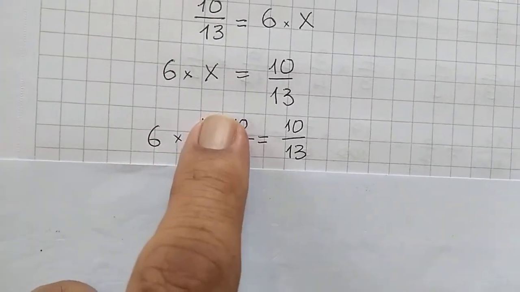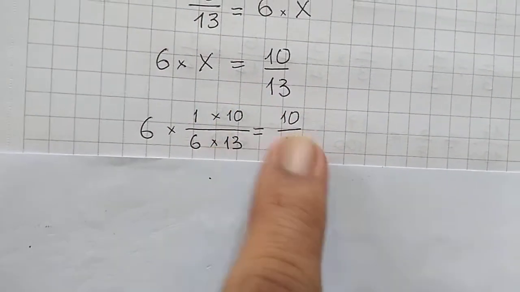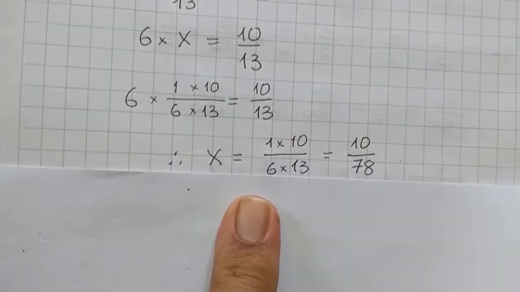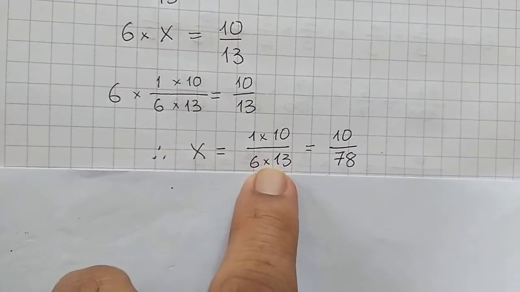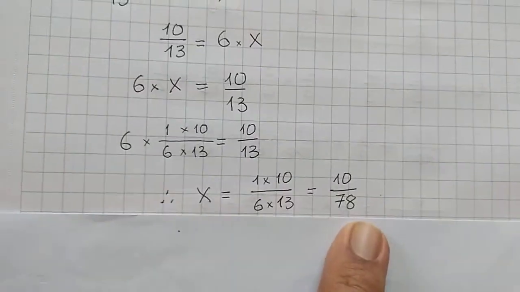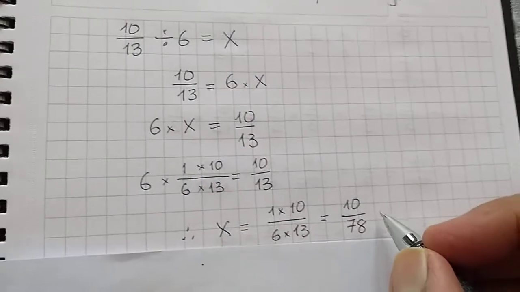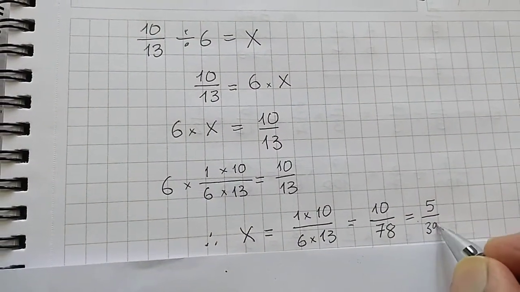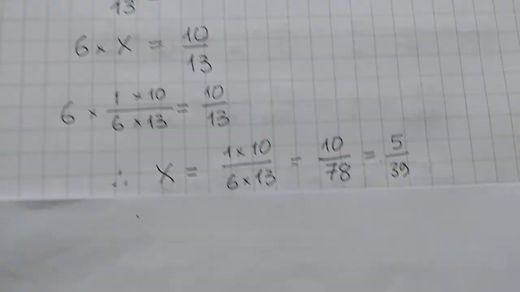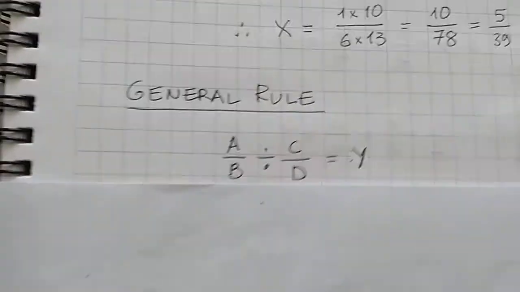So when you flip it, you get 1 over 6, and then you multiply by 10 over 13 to get 10 over 13 here. So the answer is x is equal to 1 into 10 divided by 6 into 13, 10 over 78. And again I forgot to simplify. This is 5 over 39 there. Okay, so now we come to the general rule, and this is what you have been taught, but you will see how we come to it.